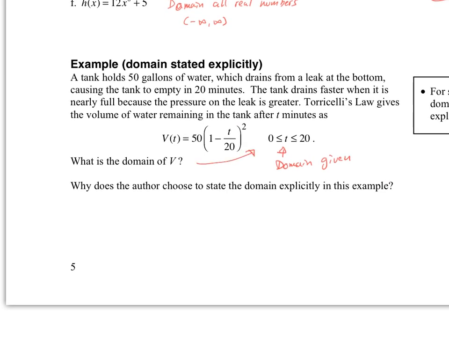Now the question is, why does the author choose to state the domain explicitly in this example? Since this is a physics problem, the reason why they give you the domain specifically means that outside this interval or outside this domain, this formula doesn't hold true, or whatever it gives you doesn't make any sense physically or from a physics point of view. So that's why they tell you the domain and say this formula or this model that we're using is only true between these values of x or t or the domain. So that's why they choose to give you the domain explicitly.